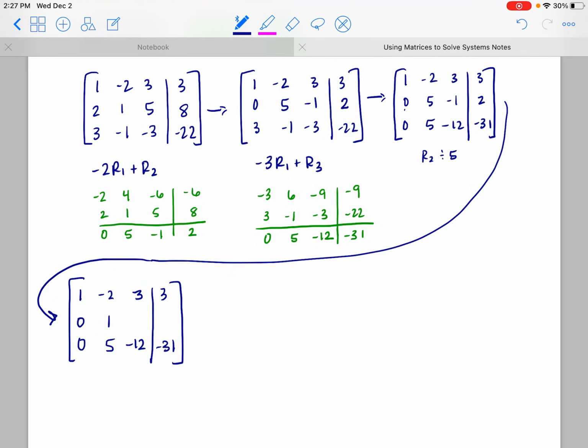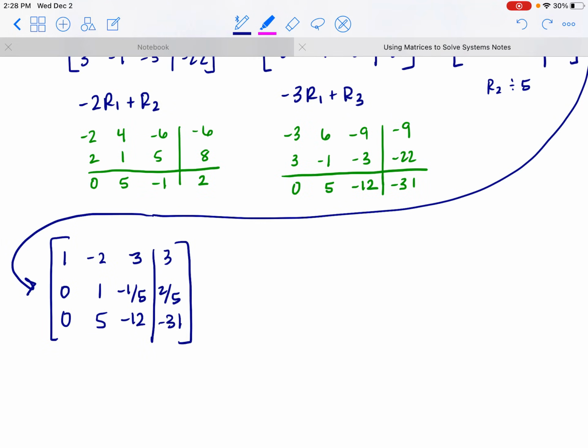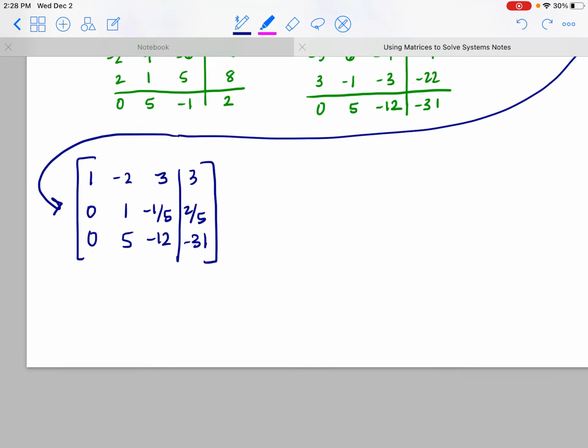Negative 1 divided by 5 is negative 1/5. And 2 divided by 5 is 2/5. Okay? So we're almost there. I've got 1, 0, 0, 1. Now I need to get that 0. So how do I get that 0? Well, now I'm going to add a multiple of row 2 to row 3.